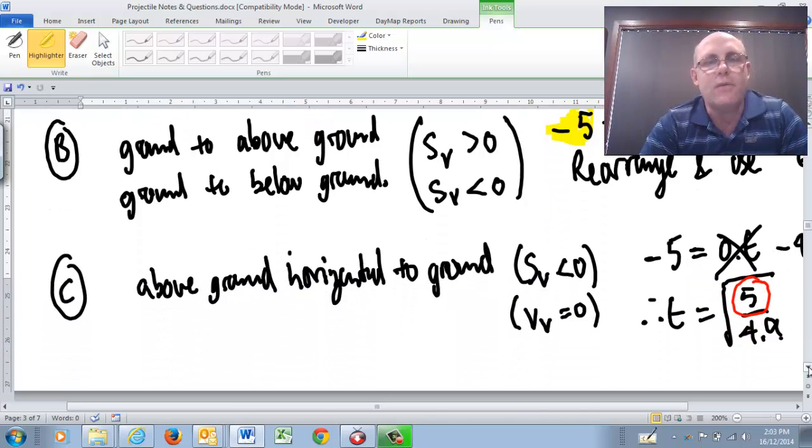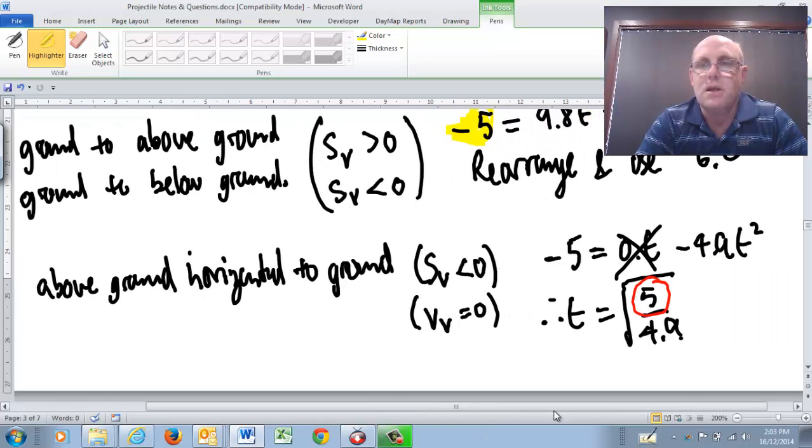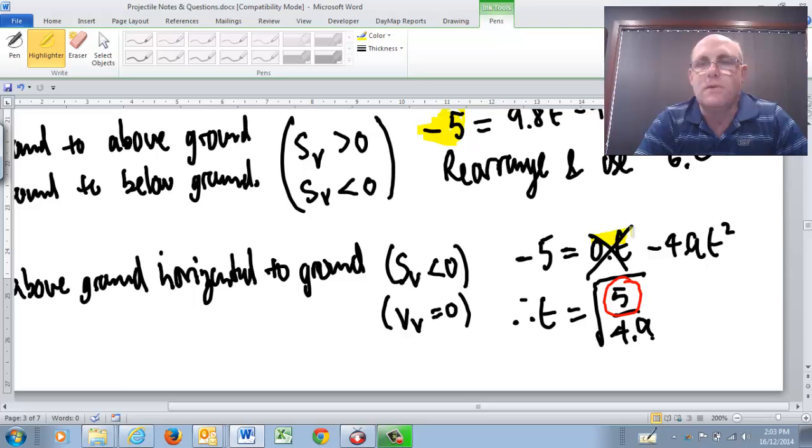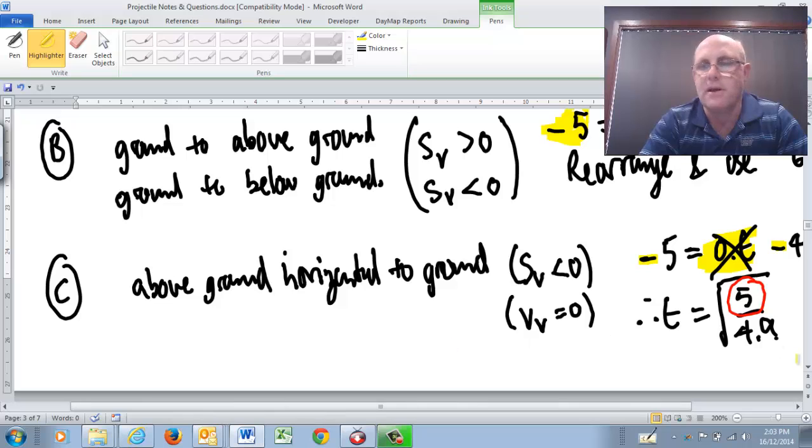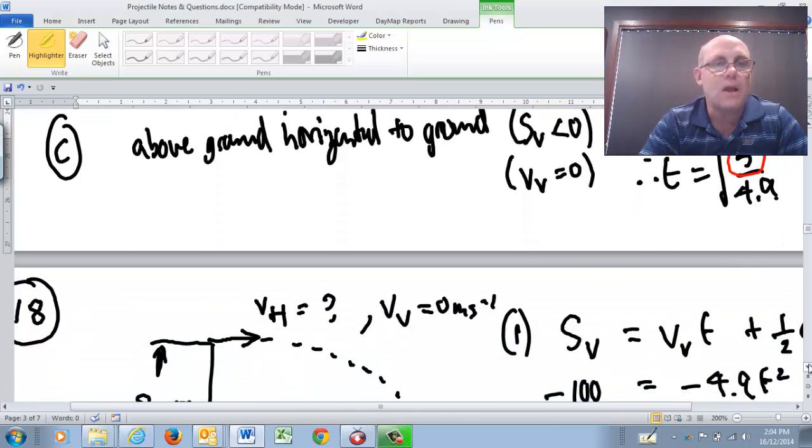Example C is when you're going from above ground to the ground, but you're going horizontally. In this particular case, you'll find that your vertical velocity is always 0, so that term always goes out. In other words, we're always going to cross out our negative signs. And it's always going to work out to be the height that you're going from divided by 4.9, which is half of gravity, and you take the square root. So that's that particular scenario.